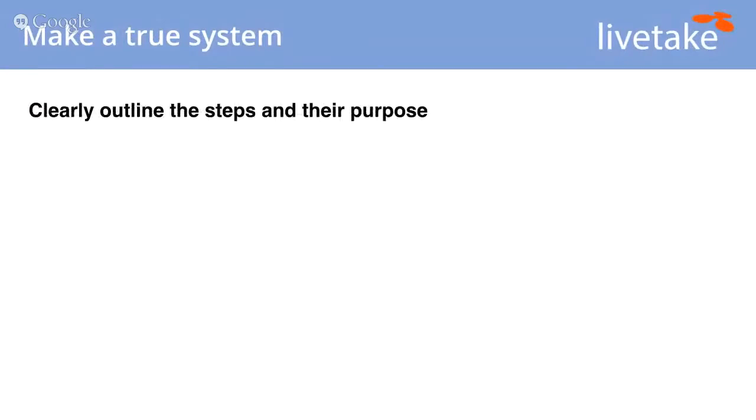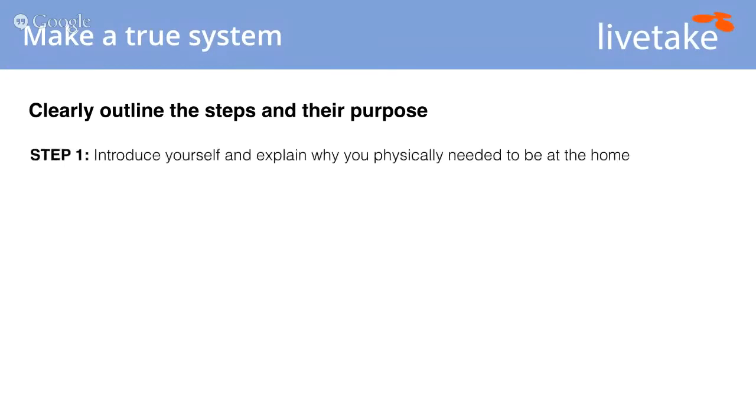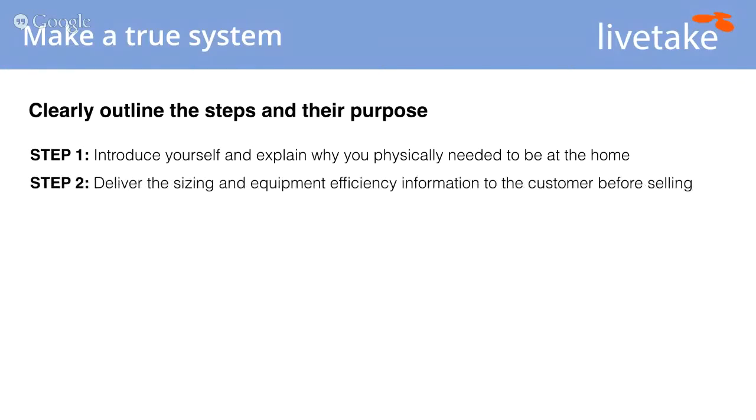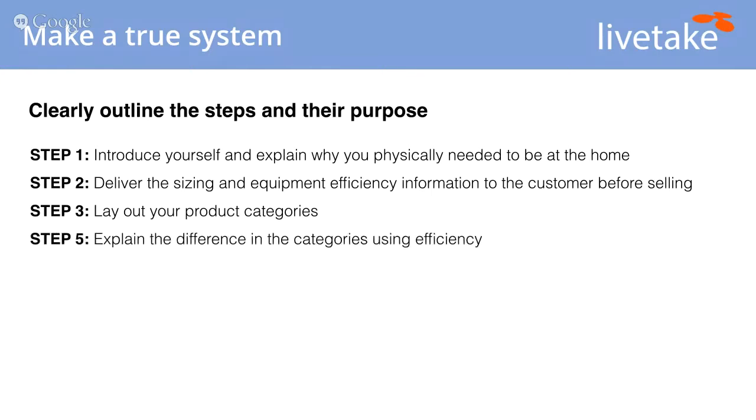So first, let's clearly outline the steps and their purpose. Step 1, introduce yourself and explain why you physically needed to be at the home. Step 2, deliver the sizing and equipment efficiency information to the customer before selling. Step 3, lay out your product categories. Now this should say step 4, but I've got it as step 5 because I made a typing error. But step 4, not 5, would be explain the difference in the categories using efficiency.